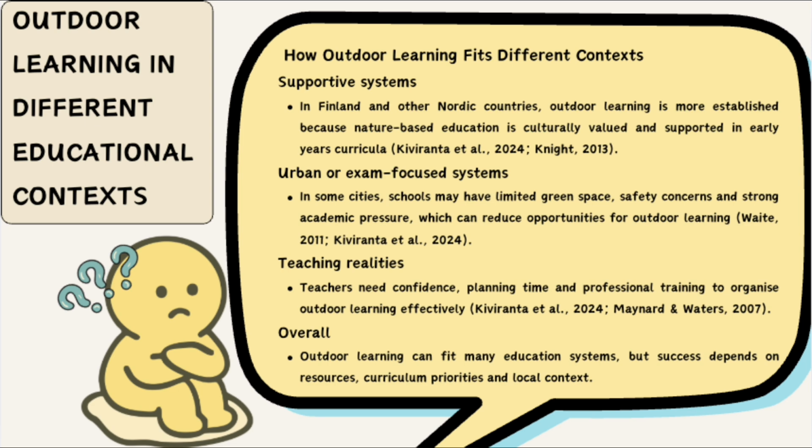Outdoor learning can look different in different schools and countries. Some schools have large green spaces, better resources, and stronger support for outdoor learning. However, other schools may have smaller playgrounds or few resources. Therefore, teachers need to adapt outdoor learning to their own settings and children's needs. Even a small playground, garden, or local park can still be used effectively.